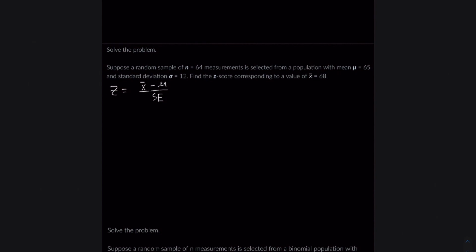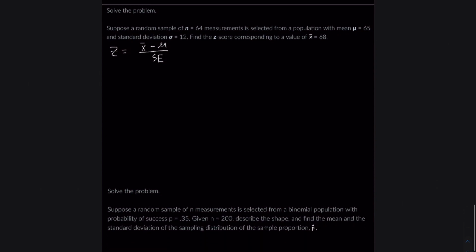Okay, suppose a random sample of n equals 46 measurements is selected from a population with mean mu equals 65 and a standard deviation of 12. Find the z-score corresponding to a value of x bar equals 68. So z-score, remember, is the measure of how many standard deviations you are away from the middle. So our z-score formula for this is going to be x bar minus mu over standard error.